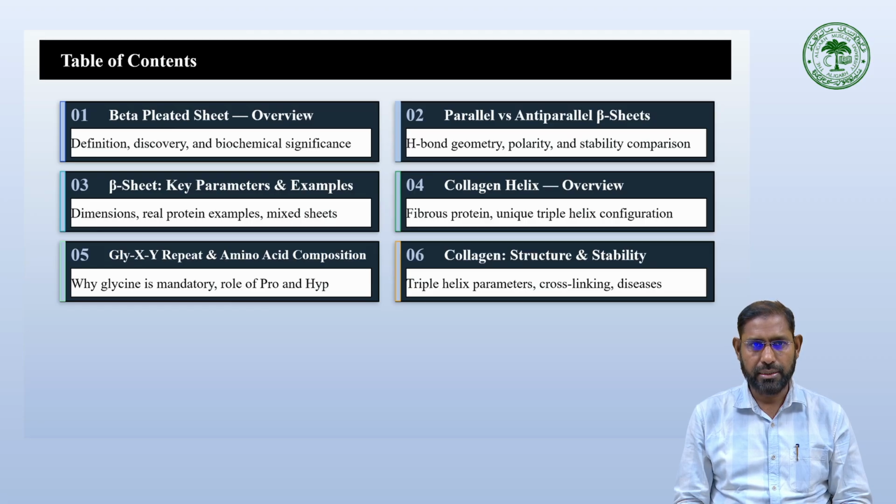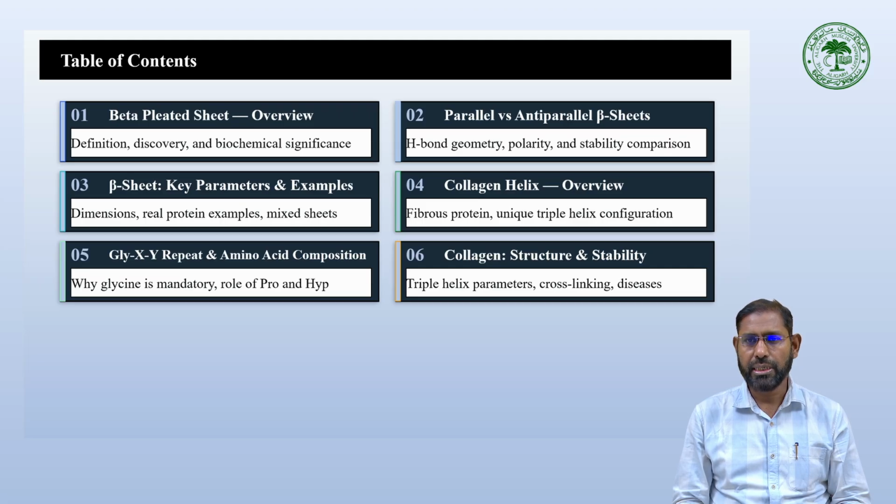The table of contents of my lecture today: beta pleated sheet overview. In this, I talk about definition, discovery, and biochemical significance. Beta pleated sheets, key parameters and examples, dimensions, real protein complex, and mixed sheets. We'll talk about parallel and anti-parallel beta sheet, like hydrogen bond geometry, polarity, stability, and comparison. Then beta sheet key parameters and examples, like dimensions, real protein examples, mixed sheets.